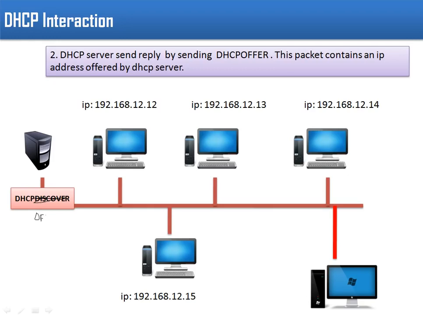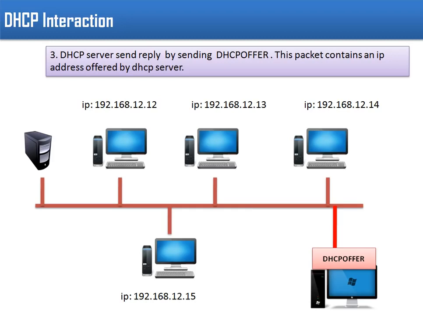So when the server receives a DHCP discover packet from a client, it will send a reply to only that client, and that packet is known as DHCP offer. This packet will be sent by the server to the client. So what does this DHCP offer packet contain? It contains the IP address of this server plus which IP address this server is offering to this machine. All these details are included in this packet.